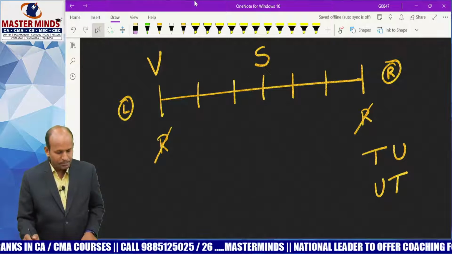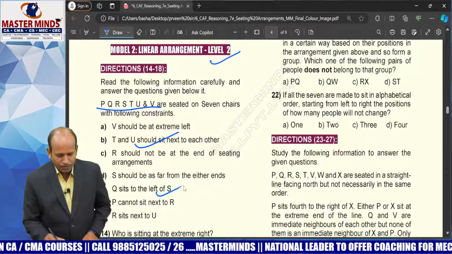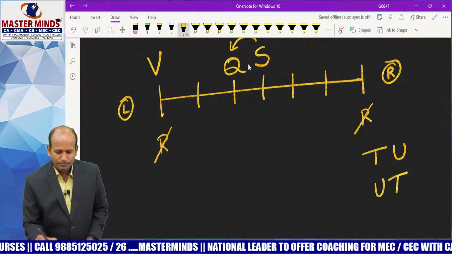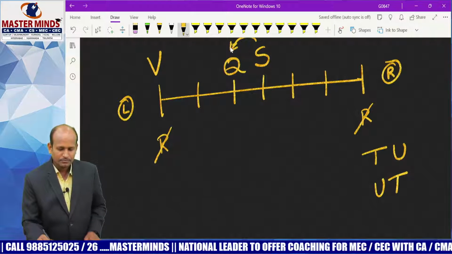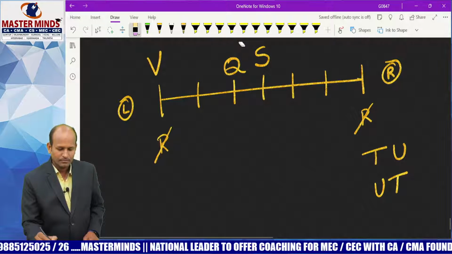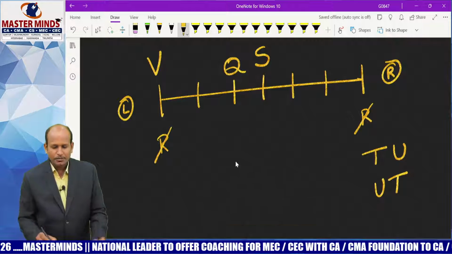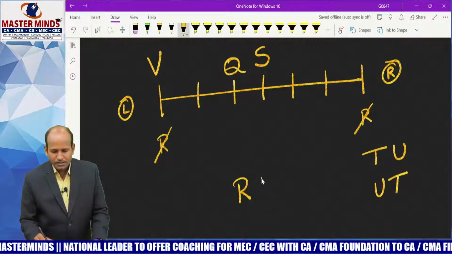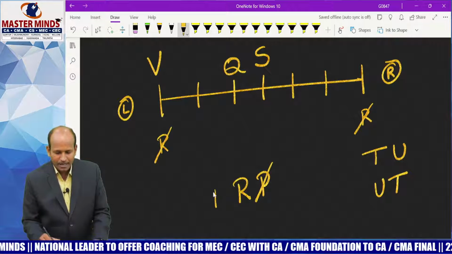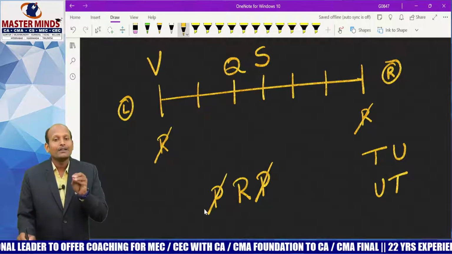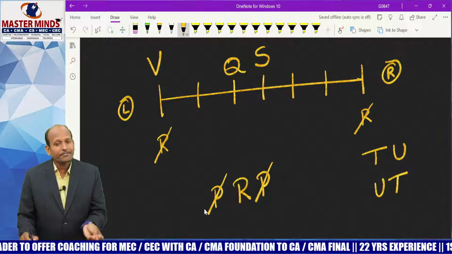So now S we placed at the middle. Q sits to the left of S. S left side Q. Next. P cannot sit next to R. So R's next position means either R's right side or R's left side. P never sits next to R, either left or right.